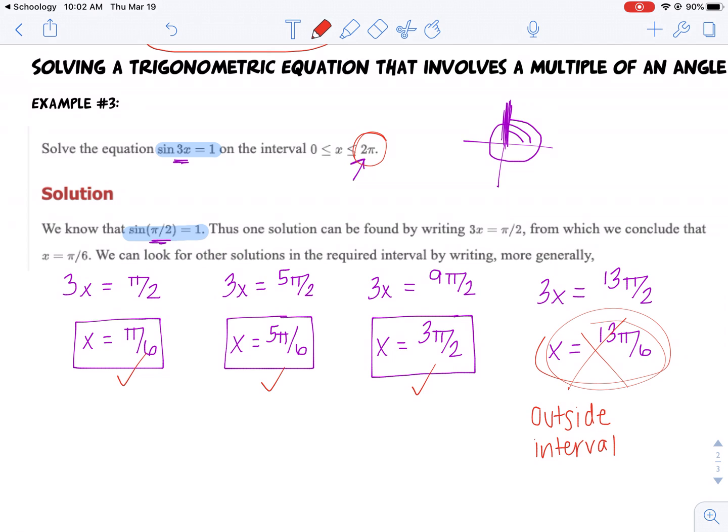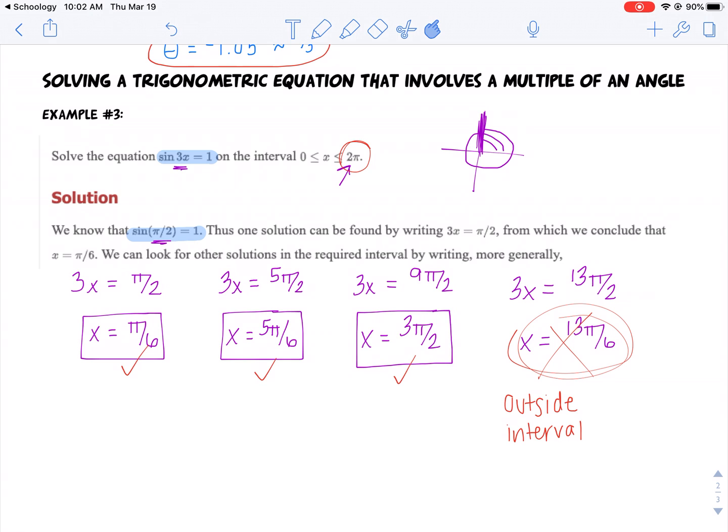Please practice these as well. Again, all about unit circle. Good luck.